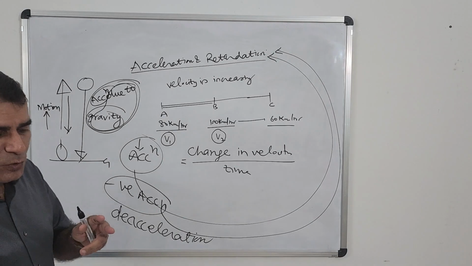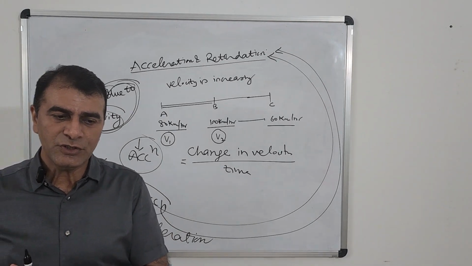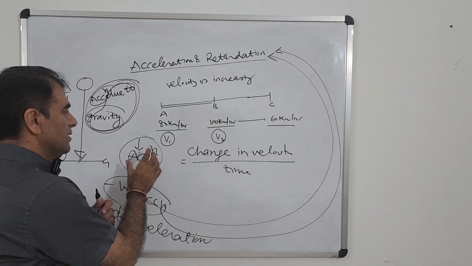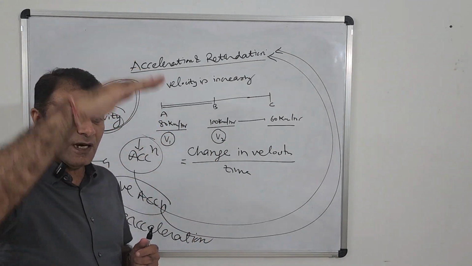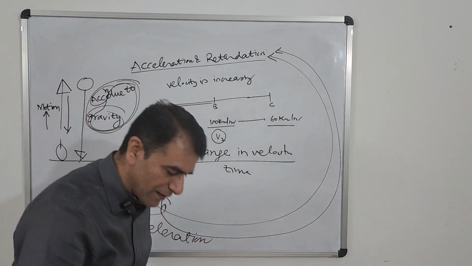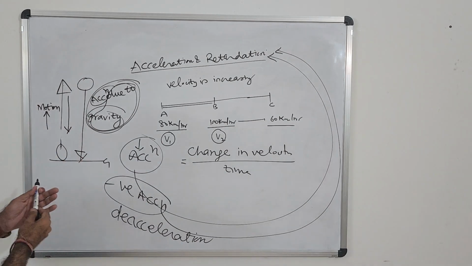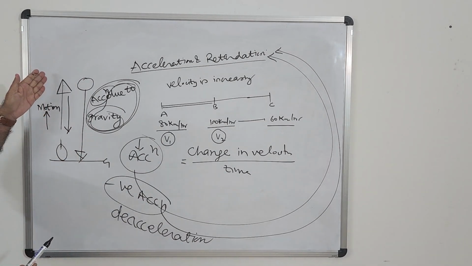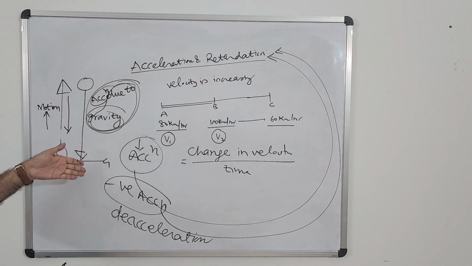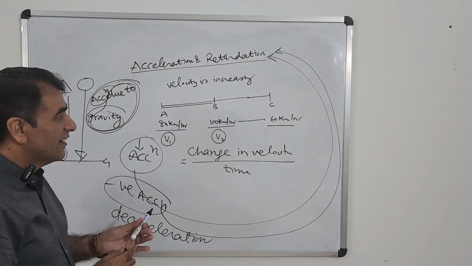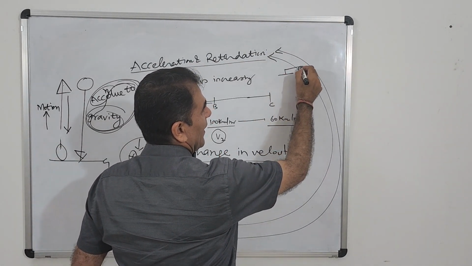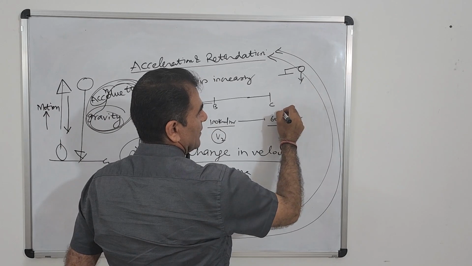So there are two types of acceleration terms used. When the motion is on a horizontal plane, then we simply use the word acceleration. But if the motion is upward or downward, we use the words acceleration due to gravity. So now in this case, motion is upward, but acceleration due to gravity is downward. Just see the thing.